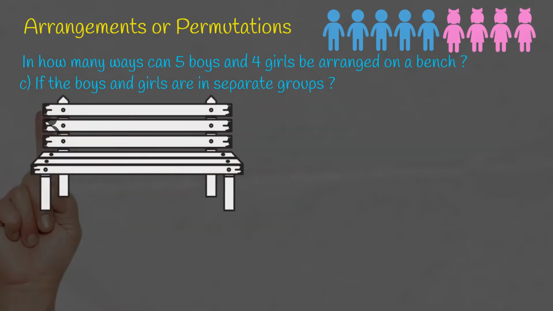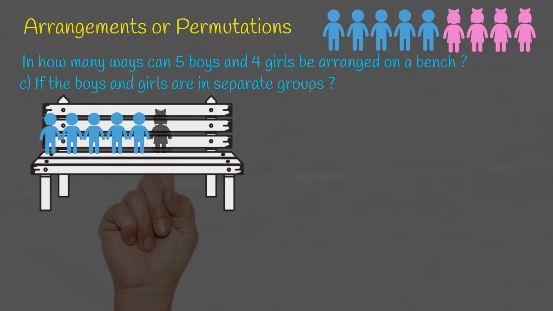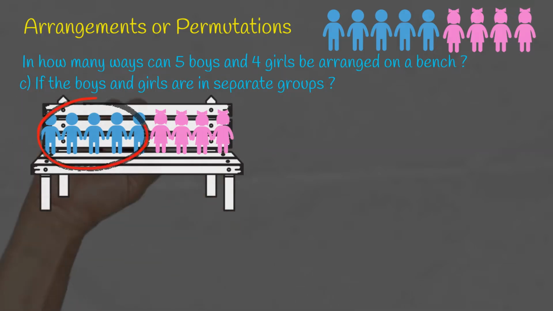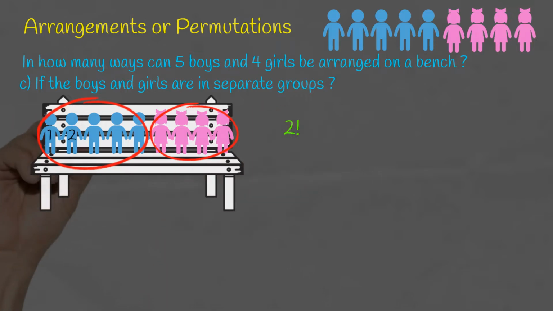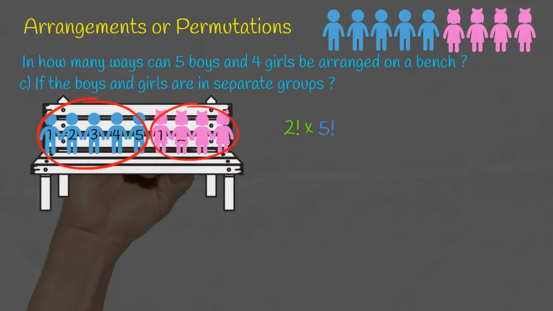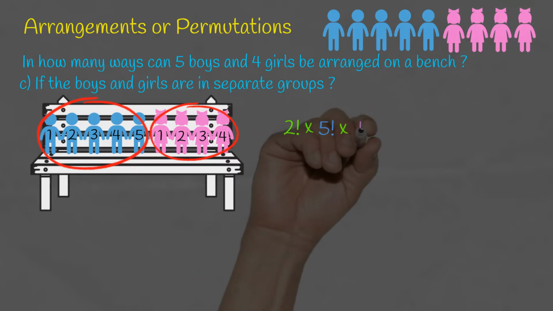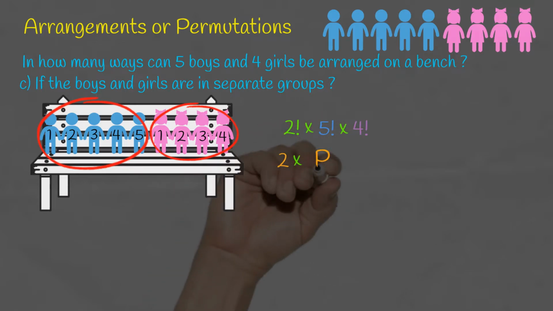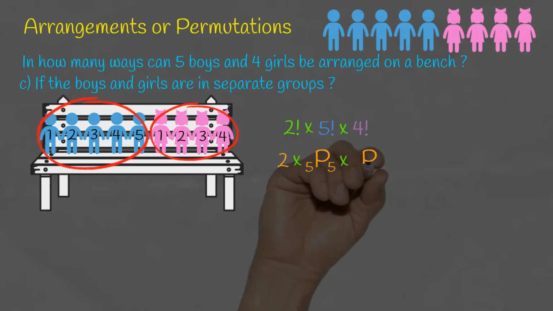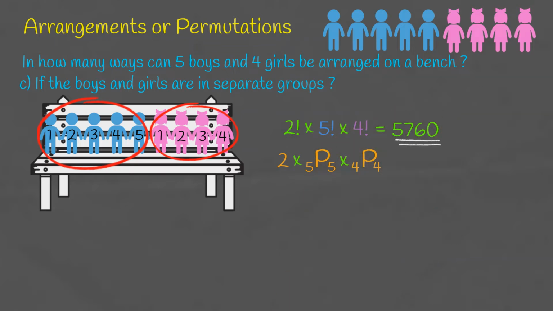How many arrangements are there if the boys and girls are in separate groups? Well, we treat all the boys as one group and all the girls as another group. So there's effectively 2 items to rearrange, which is 2 factorial. However, there are 5 boys in the boys group, and these 5 boys can also be arranged in any way. So we have to times the answer by 5 factorial, and likewise there's 4 girls that can be arranged in any way, so we have to also times it by 4 factorial. This is the same as writing 2 times 5p5 times 4p4. So the final answer is 5,760.